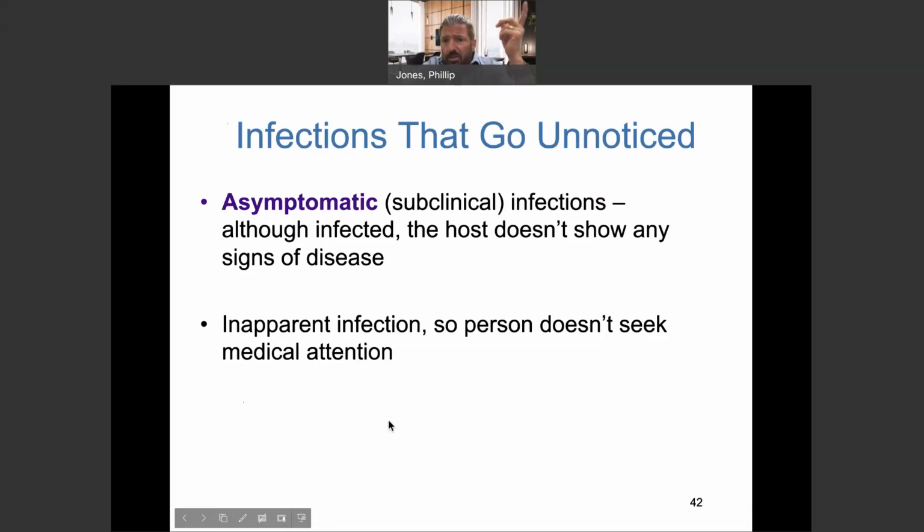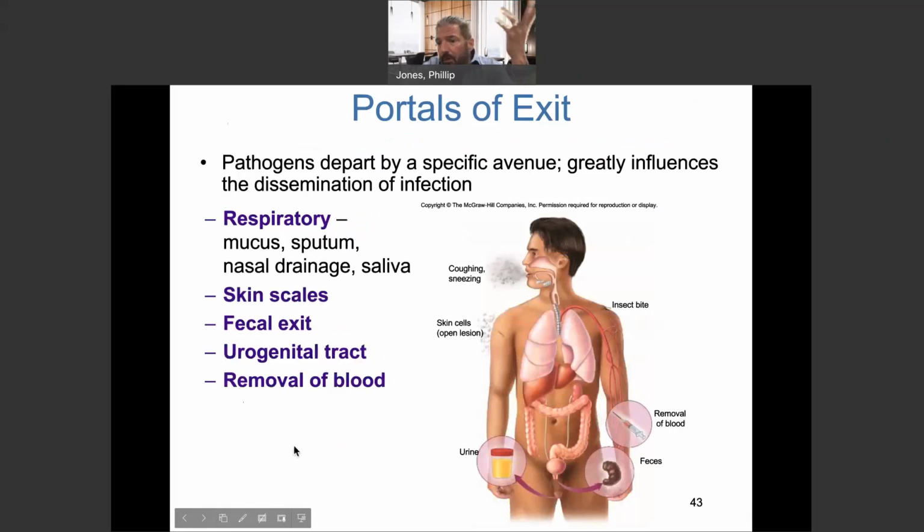In an inapparent infection, a person doesn't seek medical attention, because you're not going to go to the doctor and say, I feel great, I just thought we'd come and chat. People aren't going to seek medical attention unless there's really an issue, unless you're doing a follow-up, obviously.